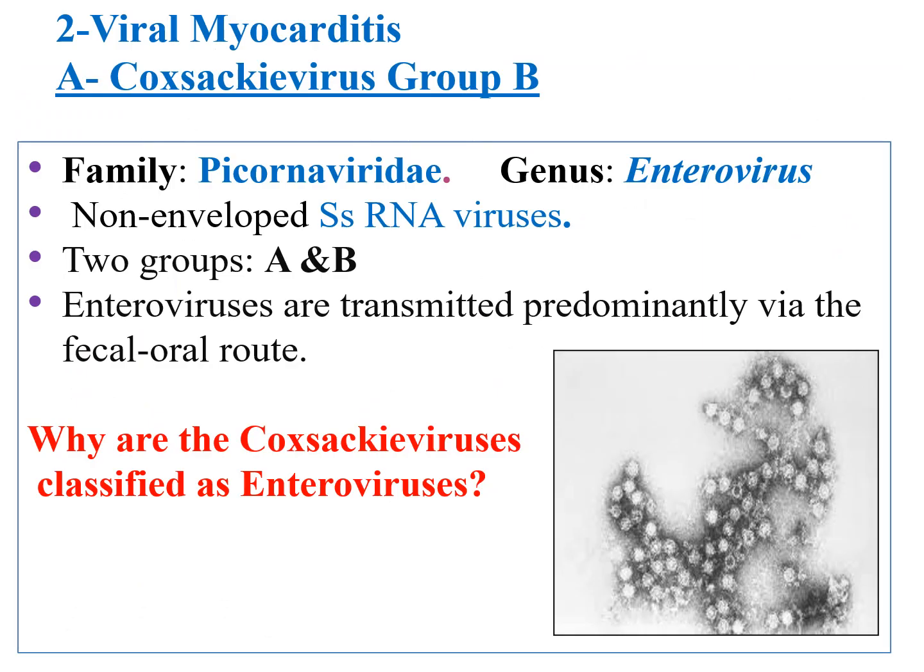Viruses are the most common causative agents of myocarditis worldwide, including the Coxsackie viruses group B. Coxsackie viruses belong to the family Picornaviridae, which means small RNA viruses, and they belong to the genus Enteroviruses. Coxsackie viruses are non-enveloped, single-stranded RNA viruses, and there are two groups of them, Group A and Group B.